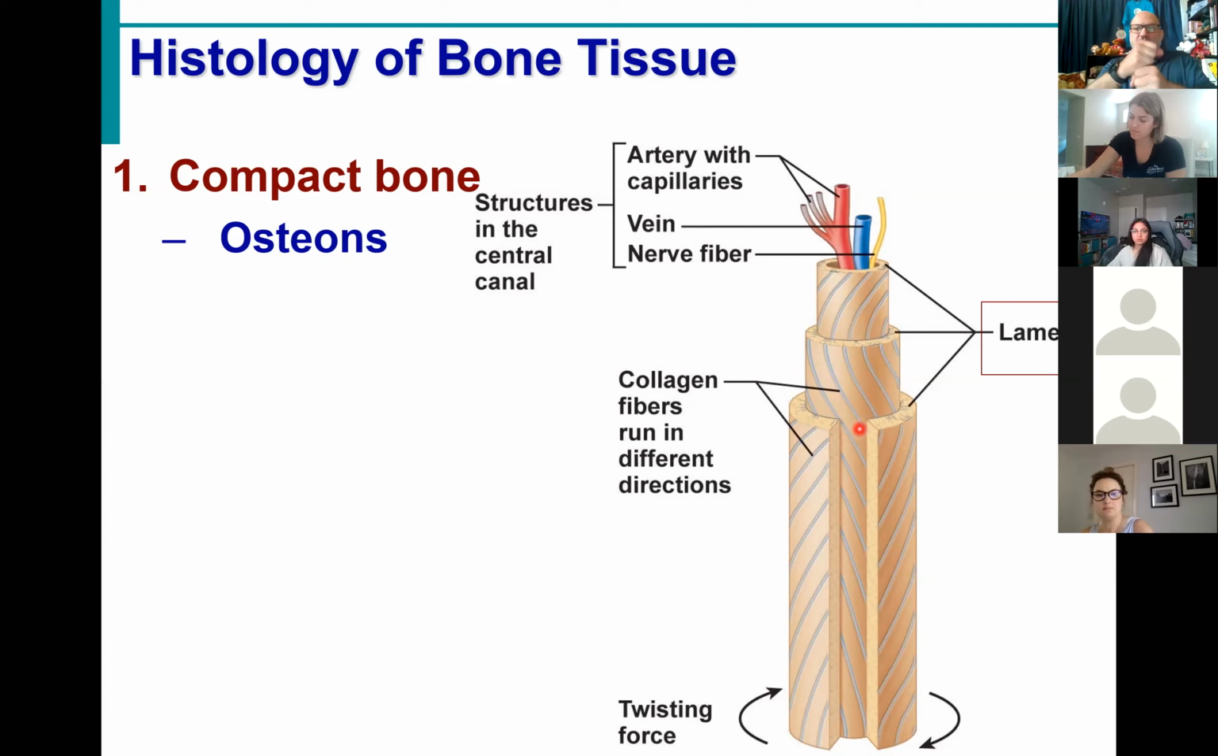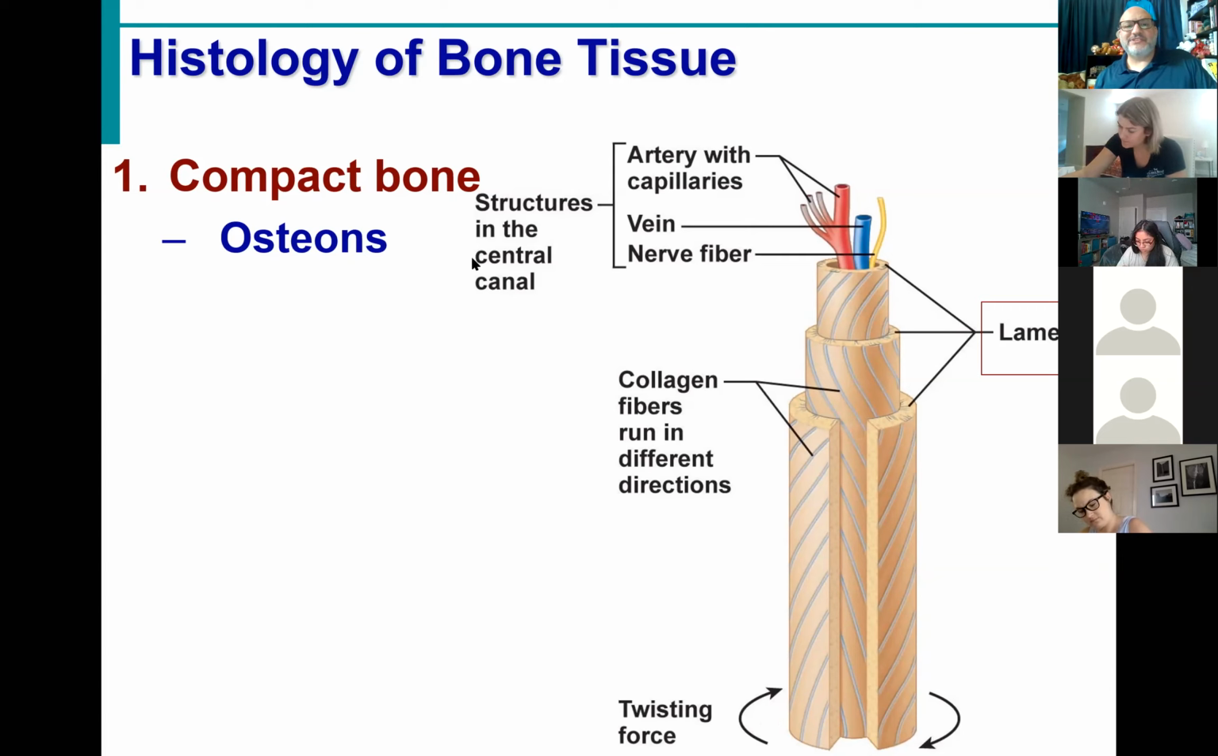Again, as we know, the collagen is what gives it that resistance to the shearing forces. And by having the collagen fibers in alternating patterns, basically it makes the bone resistant to those shearing forces. And pretty much any way you stress the bone, it's going to have a little bit of flexibility and it's going to have some give, right? Including twisting forces, as we can see here.